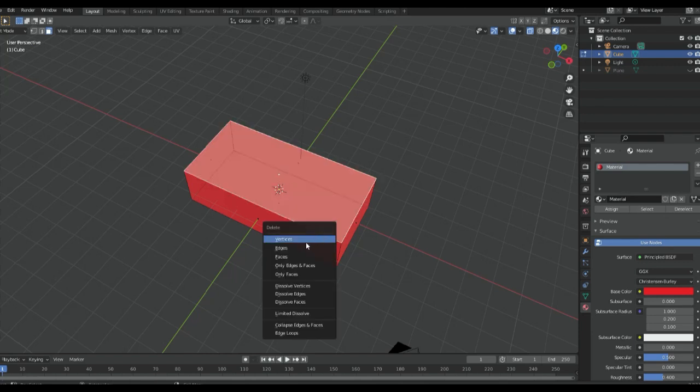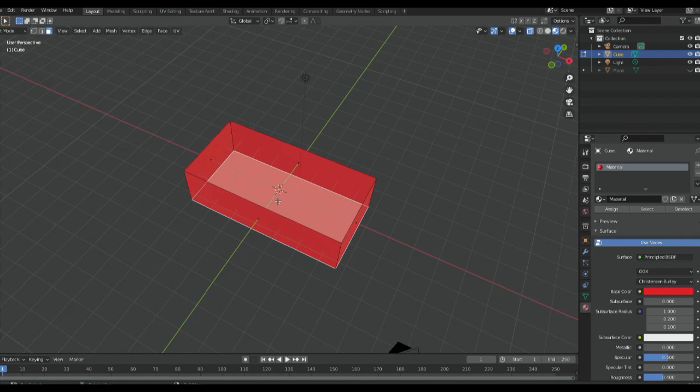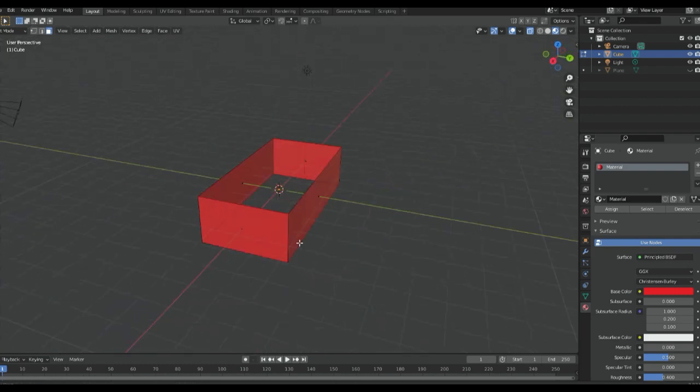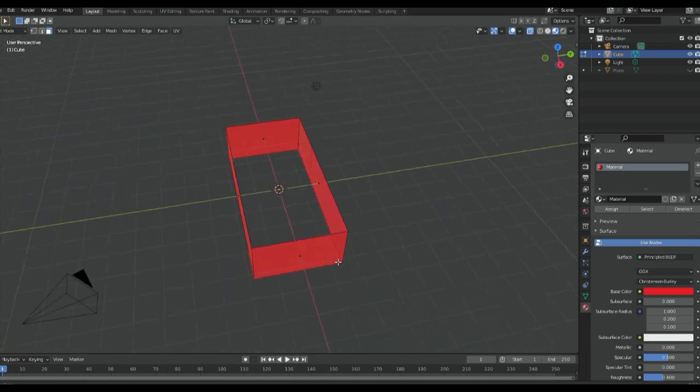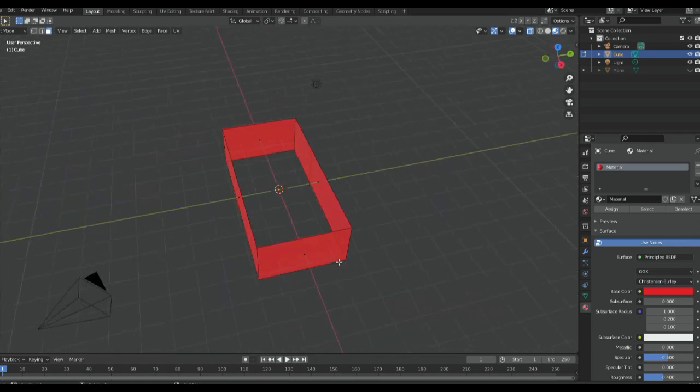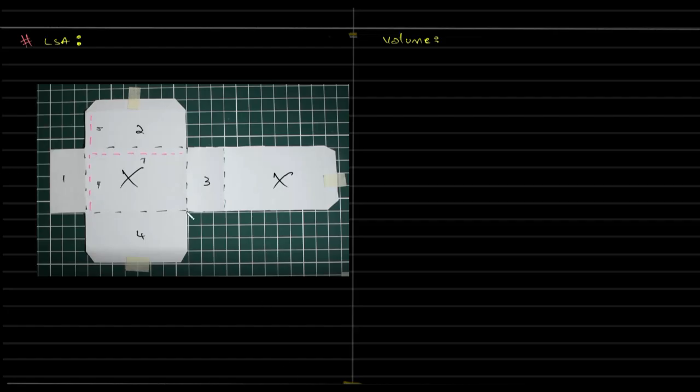The top and the bottom. Yeah, if we remove this, it is your lateral surface area. So if I remove the top and the bottom, we have the lateral surface area. So basically that would be what? That would be your length into height, and what else?